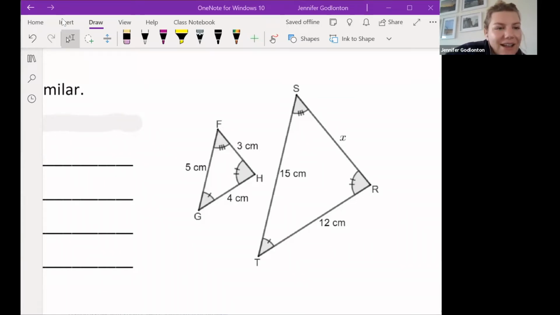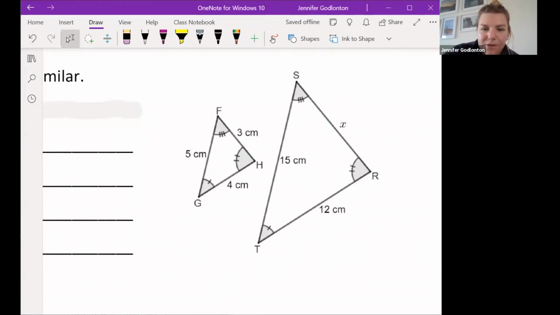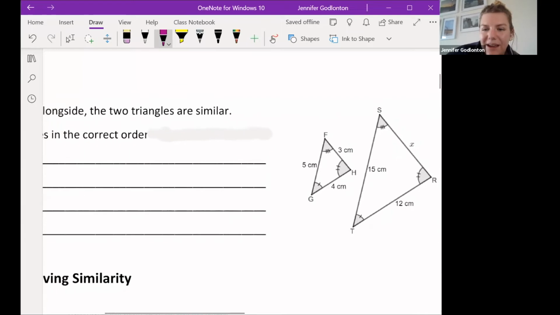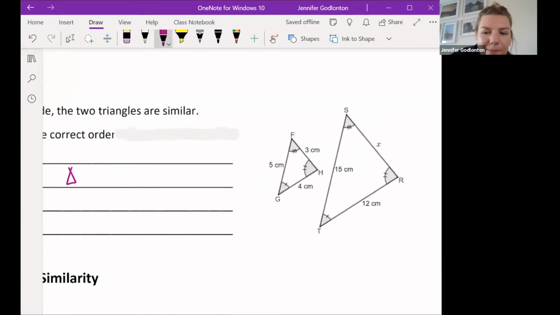Chikondi, nice. I'm liking that a lot. Singer, are you feeling confident? Kind of, ma'am. So I said triangle FGH is similar to triangle STR. Perfect. Okay, let's put this in here. So we're going to say triangle FGH is similar to triangle STR. Okay, perfect. I love it.